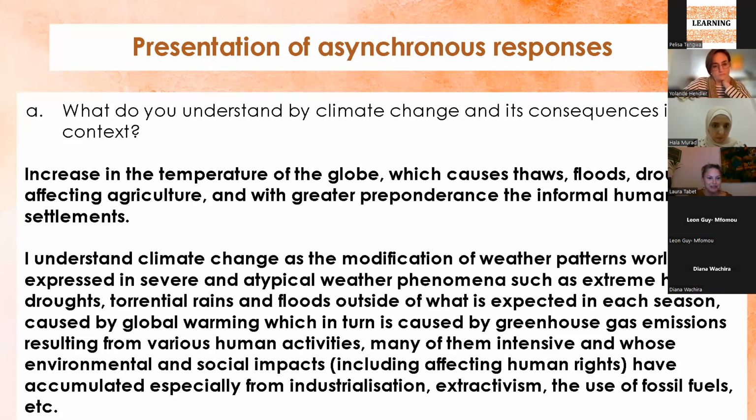Another person mentioned that they understand climate change as the modification of weather patterns worldwide, expressed in severe and atypical weather phenomena such as extreme heat, drought, torrential rains, and floods outside of what is expected each season, which is caused by global warming and in turn caused by greenhouse gas emissions resulting from various human activities that may be intensive and whose environmental and social impacts, including affecting human rights, have accumulated, especially from industrialization, extractivism, and the use of fossil fuels. So what other ideas do you have?